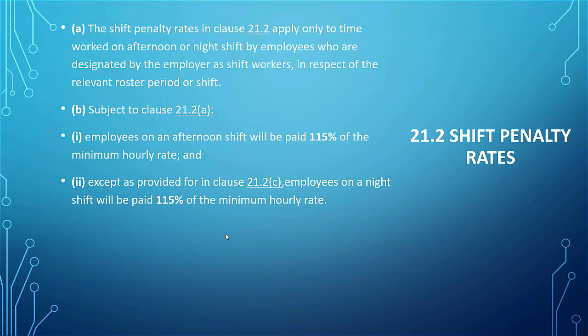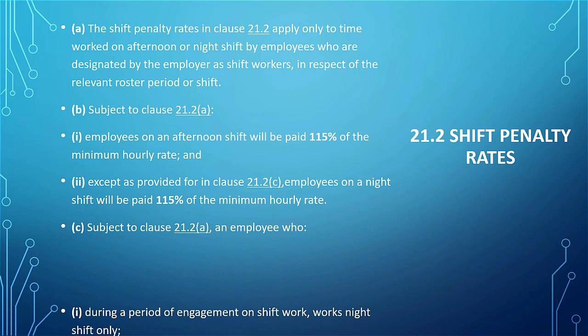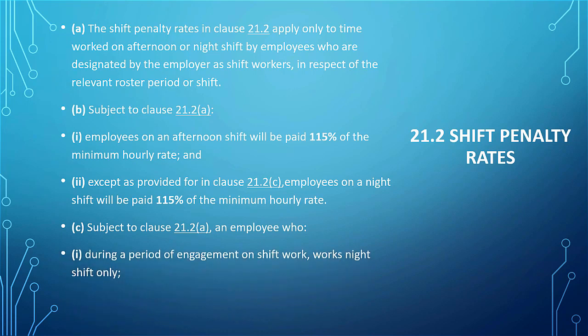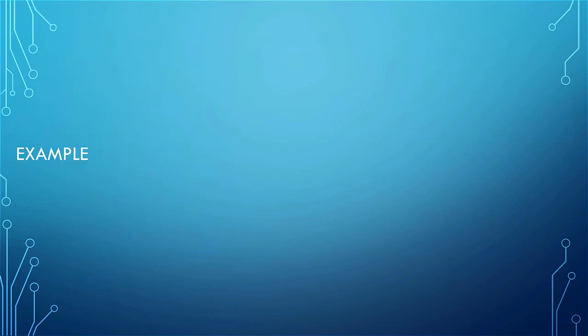And except as provided in clause 21.2c, employees on a night shift will be paid 115% of the minimum hourly rate. Clause C says employee during the period of engagement on shift work works night shifts only. It's a little bit different if they only work night shifts and they're not rostered on at different times throughout the day or the afternoon. Let's break it down a little bit more.